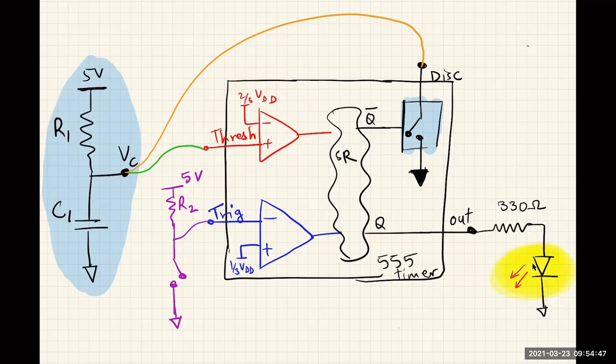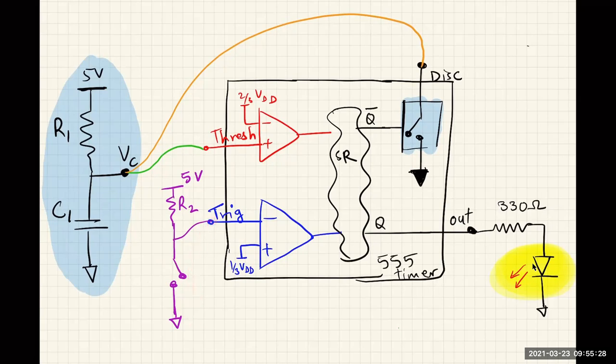Now let's trace what happens when we push the button. Let's assume that at the beginning, the output is low and the LED is off, the switch is open, and the capacitor therefore is discharged to ground since this switch is closed. So the output is low, which means this is high, which means the switch is closed, which means the capacitor is connected directly to ground, which means the capacitor voltage is 0. So that's our starting point. Now, as soon as I push the button, the trigger voltage is pulled to ground.